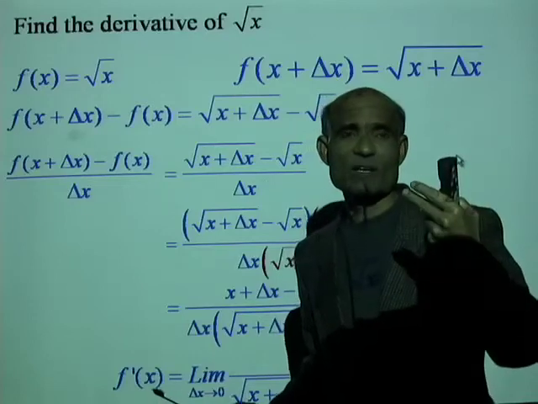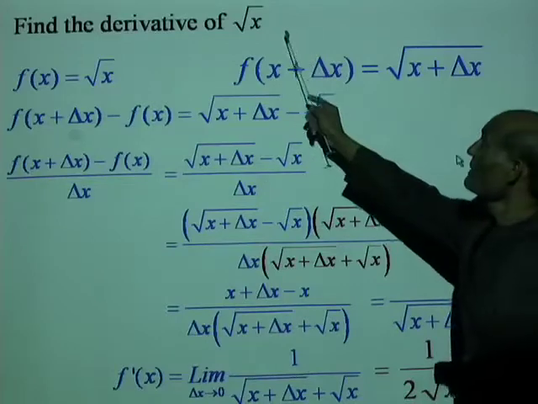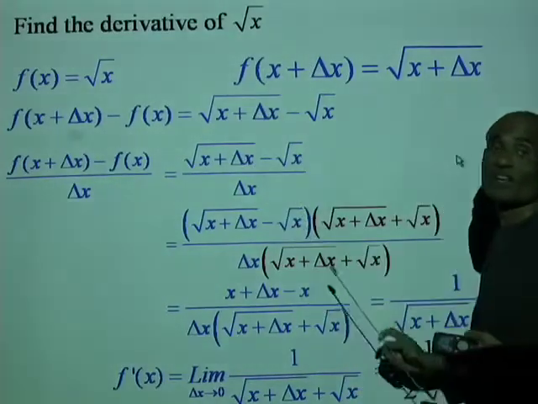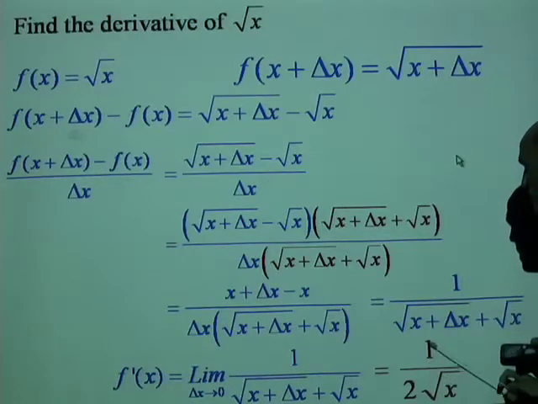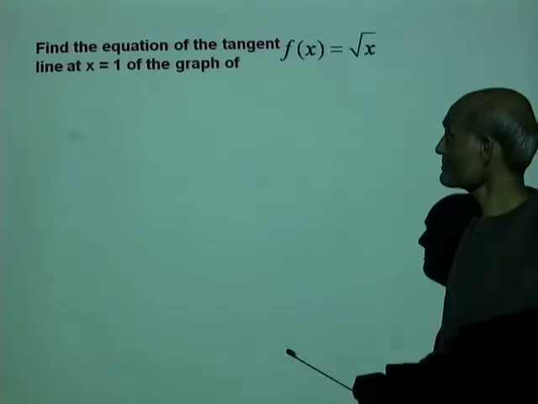Well, 3 actually. But I want you to remember the derivative expressions of this. The derivative of f of x equal to square root of x is f prime of x is 1 over 2 square root of x.